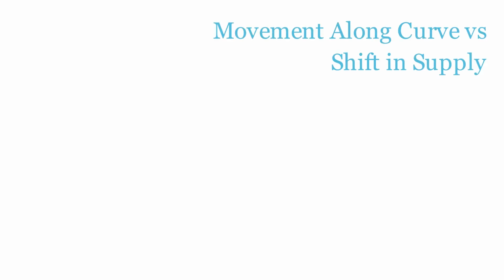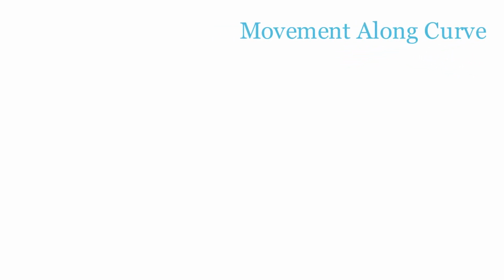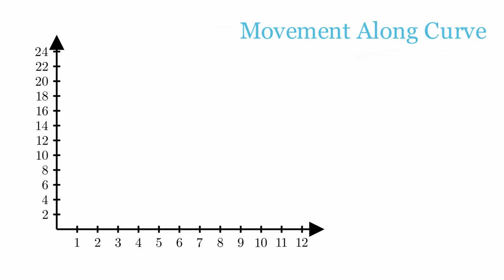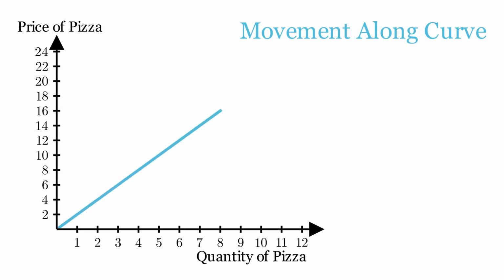Hello everyone. In this video, we will understand the difference between movement along the supply curve and a shift in supply. Let us first understand movement along the supply curve using a graph and equations. In this graph, on the vertical axis, we have the price of pizza, and on the horizontal axis, we have the quantity of pizza. We draw a supply curve and mark a point on it.